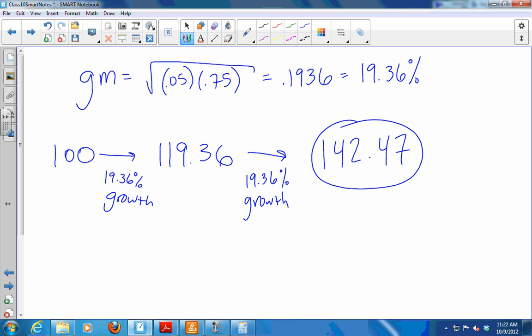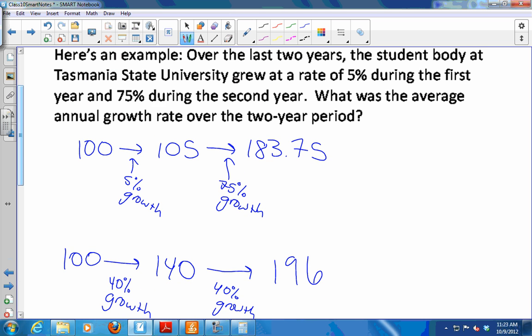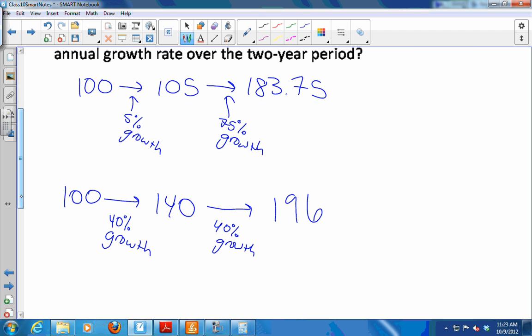That's okay. Let's just compare though. So 142.47 compared to, no, it was 183.75. What happened? But the 40% growth is still not, it didn't work. Yeah, the 40 and 40 didn't work. Why didn't this work?